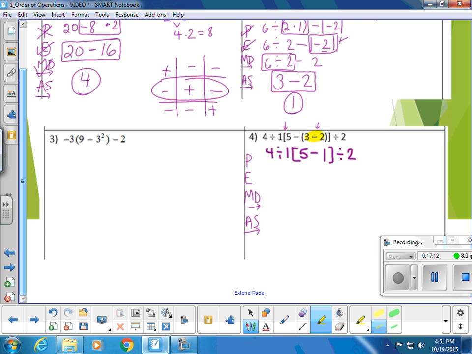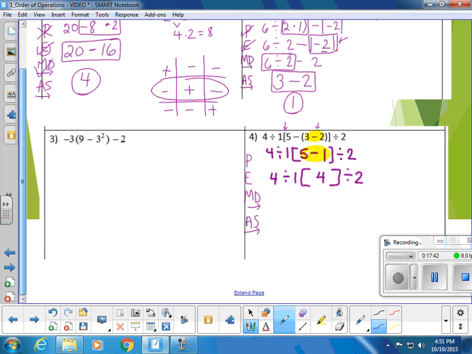Our next step is the next set of brackets, which is this 5 minus 1. Bring down everything that's not highlighted. So I have 4 divided by 1, bracket, 5 minus 1 is 4. And I didn't get rid of my brackets this time because, again, this means multiplication when I have a 1 right next to a grouping symbol, and I didn't want you to get confused.